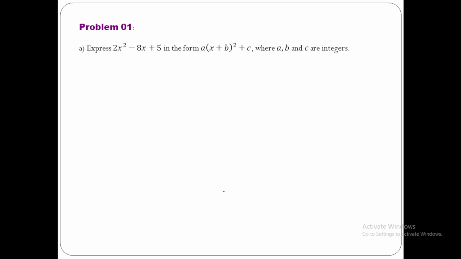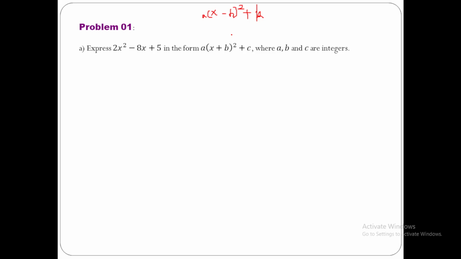Let me write the general vertex form: a times (x minus h) the whole squared plus k. This is the general vertex form of the quadratic equation. Here h comma k is the vertex, and x equal to h is the axis of symmetry. These are the things we need to learn before we come to the problem related to this.